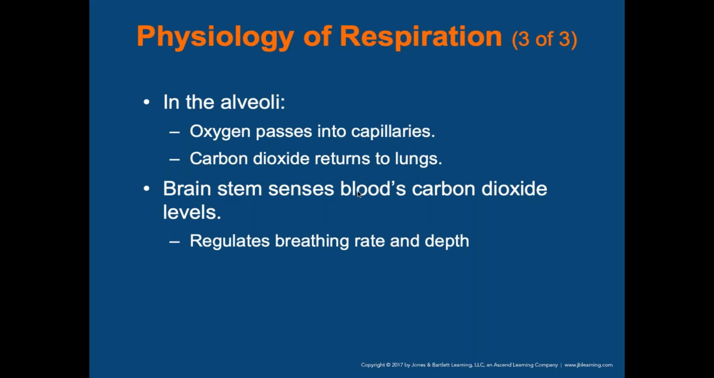Carbon dioxide returns to the lungs. It diffuses back to the alveoli and travels back up the bronchial tree, and it exits through the upper airways during exhalation. All right. The brainstem will then sense the level of carbon dioxide in the arterial blood. If the level of carbon dioxide drops too low, the brainstem slows the breathing, so the person breathes at a slower rate and less deeply. Sensing this, the person will automatically adjust to meet homeostasis. As a result, less carbon dioxide is expired and the levels in the blood return to normal.